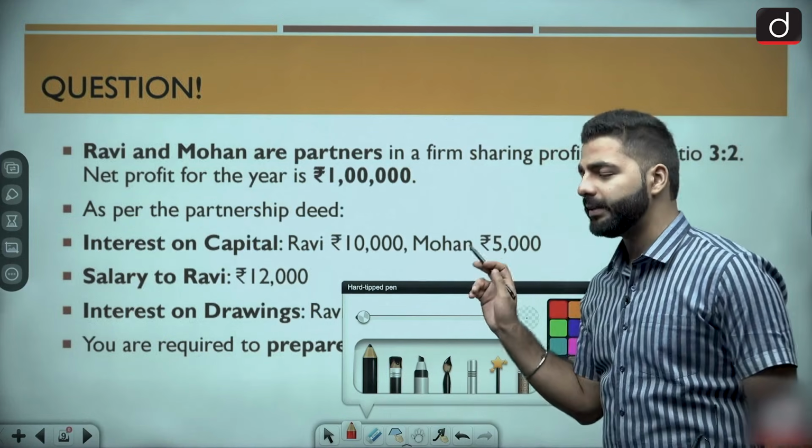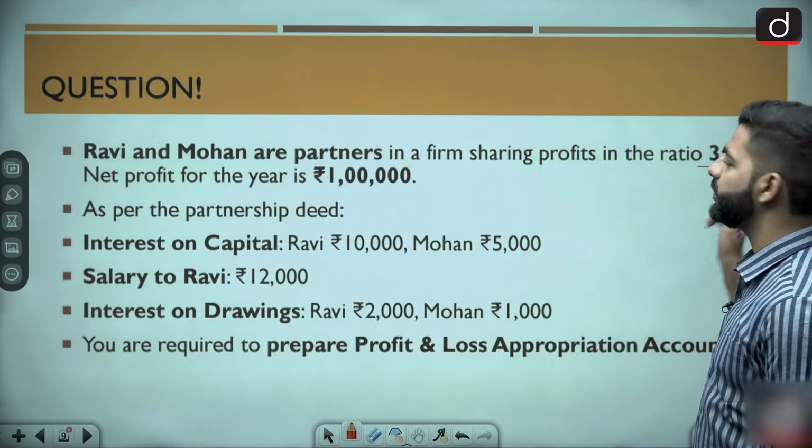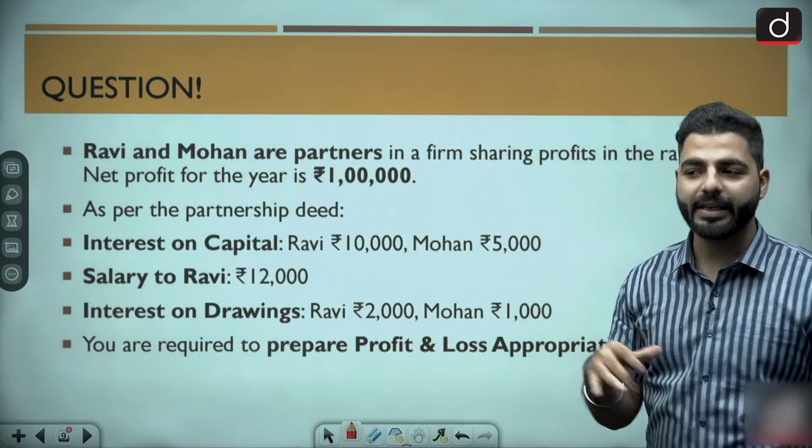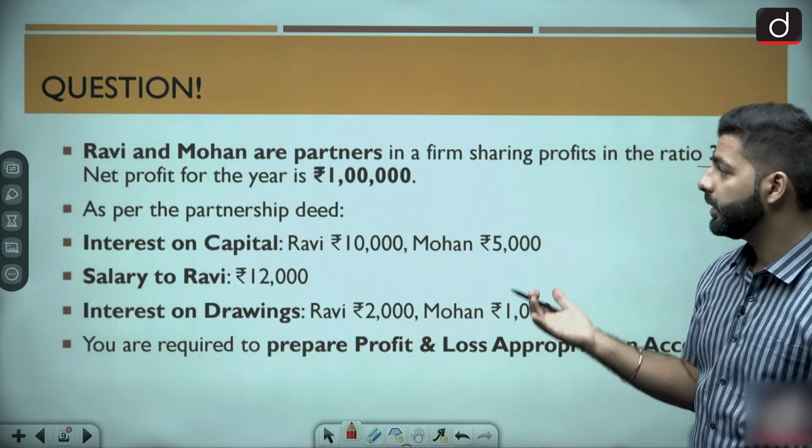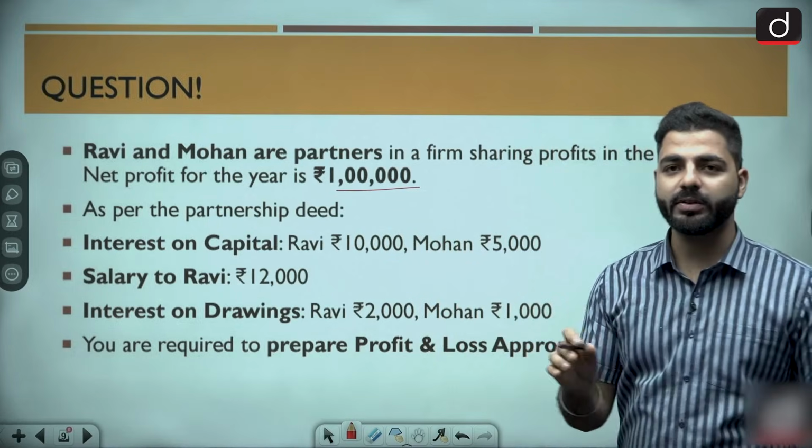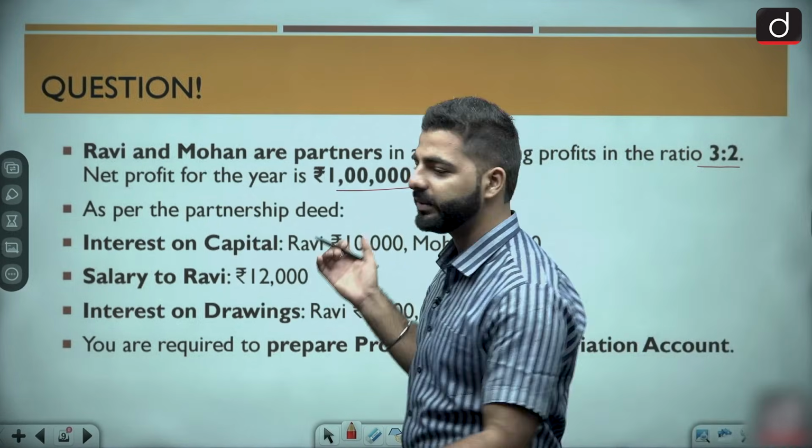Ravi and Mohan are partners in a firm sharing profits in the ratio 3:2. So Ravi and Mohan are sharing profits and losses in 3:2. Net profit for the year is 1 lakh. So we know that the profit, net profit, is 1 lakh.